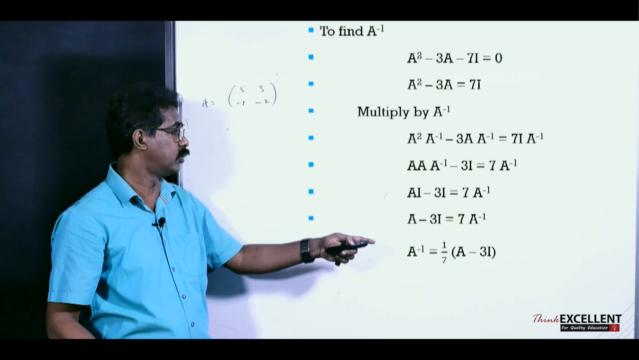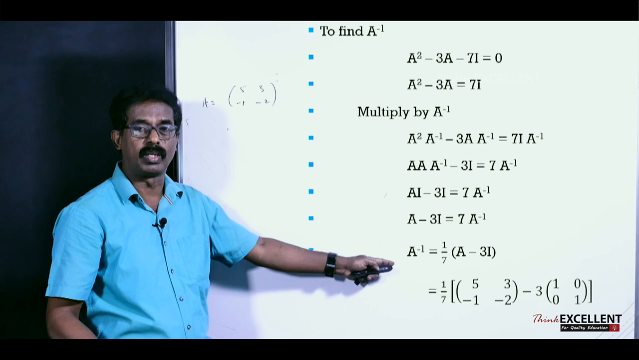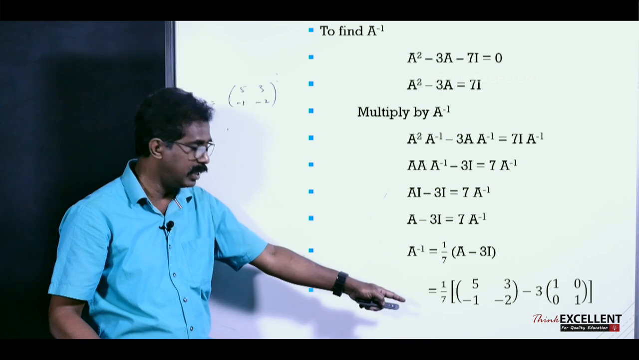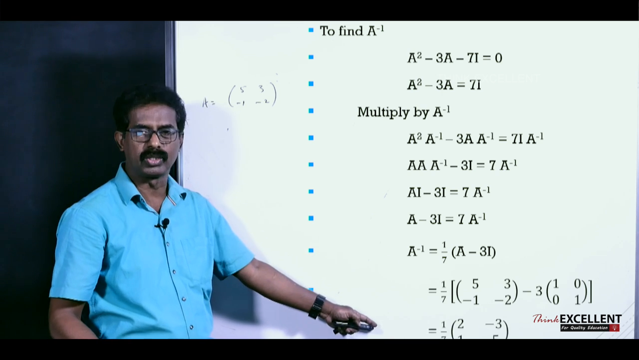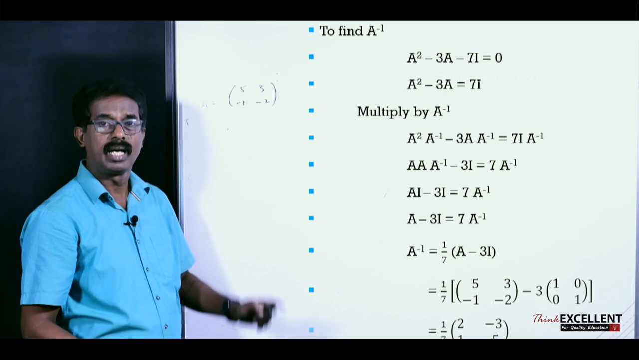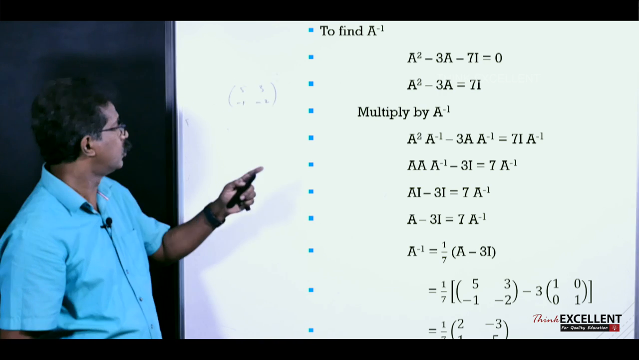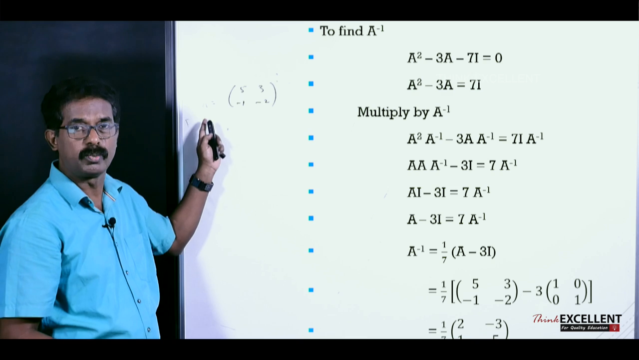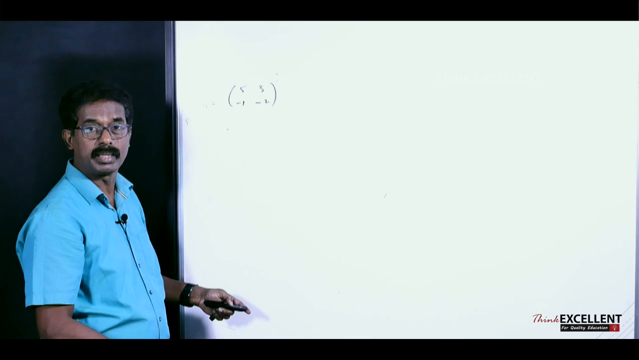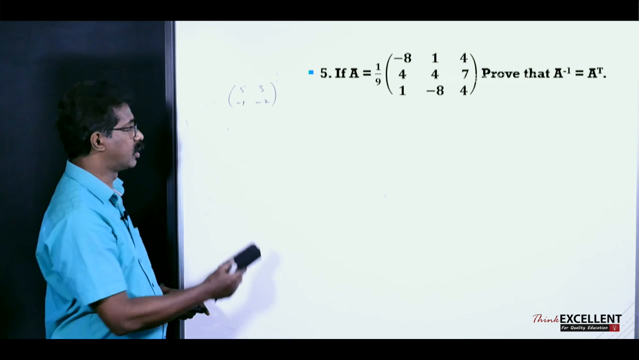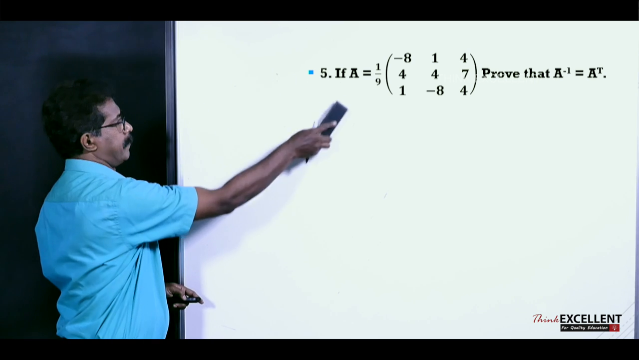1 by 7 into, then you substitute the values: 1 by 7 into A value minus 3 into I. That calculation you can do, and you will get this answer. And I said if you want, you can verify using the direct method. Because it's a 2 by 2, you can verify very easily. A 3 by 3 you cannot verify easily, but here you can verify. Look at this question.